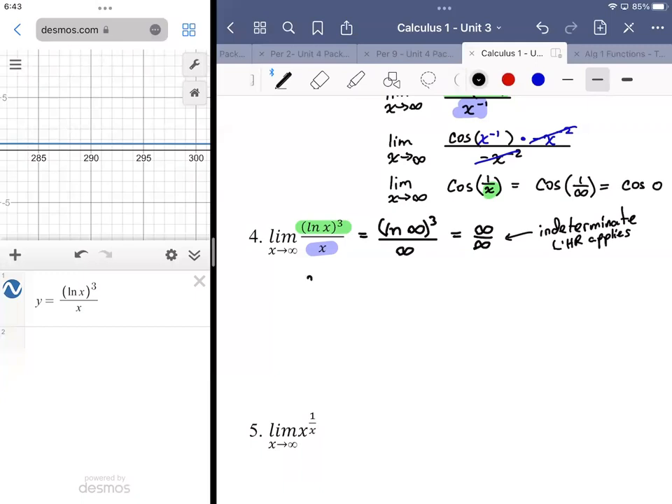So in this case, we're going to say 3 times ln of x to the second times the derivative of the inner function. The derivative of the natural log of x would be 1 over x. And on the bottom, we're looking at just a clean 1. And the hope is that this will be something simpler and easier to work with, but we'll see in a second.